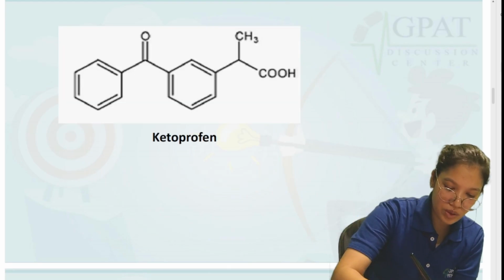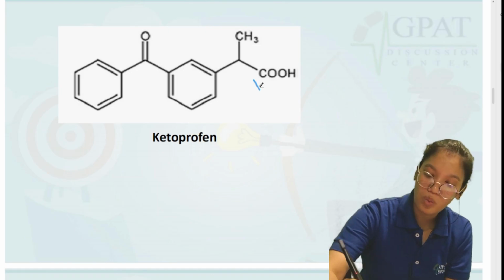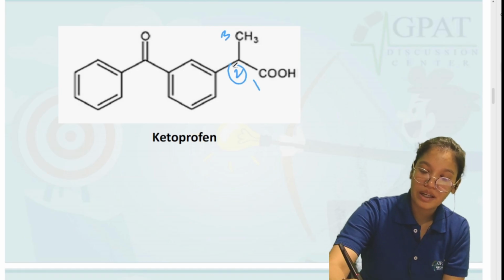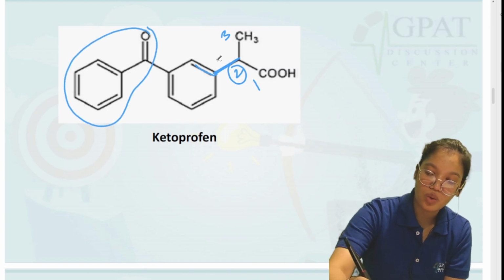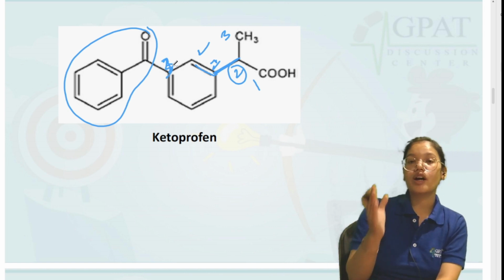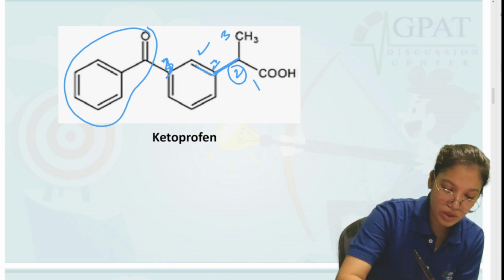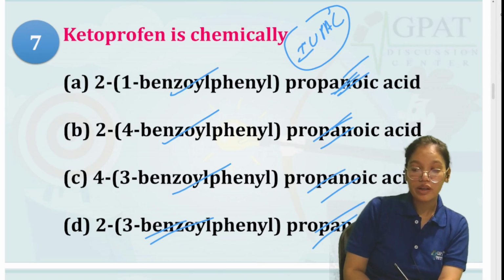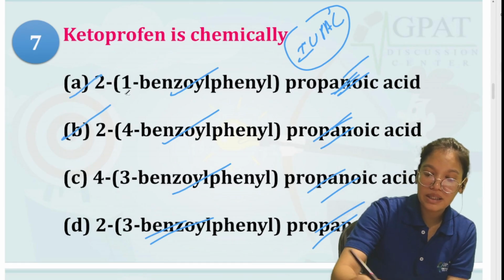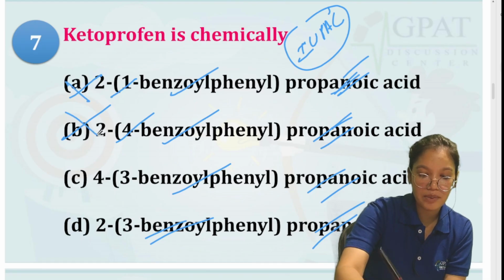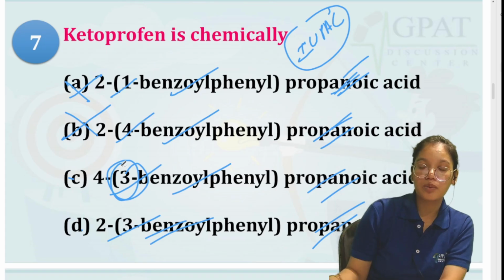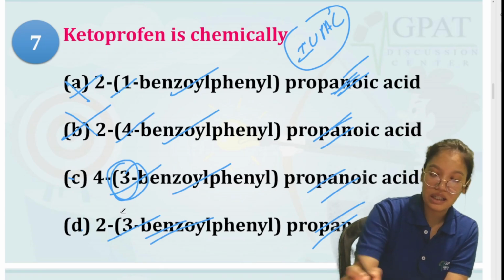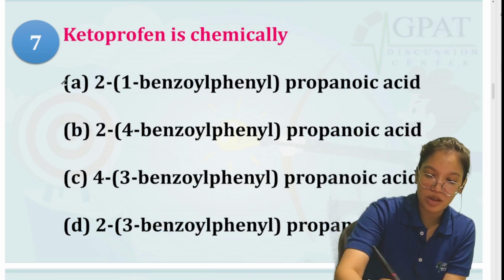So let me show you the structure. Now it says 1, 2, 3. So at the second position this phenyl group is attached. Then this is the benzoyl ring. So 1, 2, 3. So at the third position we have our benzoyl group attached. Okay, now let's look at the options. So at the third position, A and B say 1 and 4, so they can be removed from the list. C and D say 3 benzoyl, 3 benzoyl. Sorry, yes, at the third position the benzoyl group is there. So C and D, one of them will be the answer.